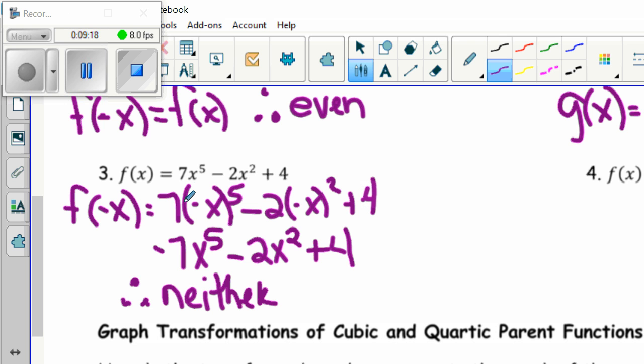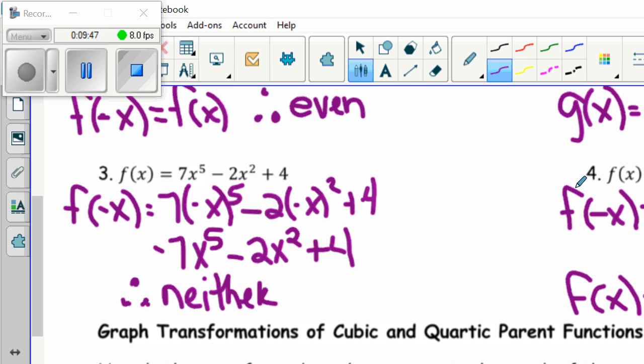Let's look at one more of these. Number 4, f of x equals x to the 6th minus 2. Again, plug in negative x. So negative x to the 6th minus 2. Again, a negative number raised to an even exponent turns positive. So this is equal to x to the 6th minus 2, the exact same thing that I started out with. So f of x is equal to f of negative x. Therefore, it is even.